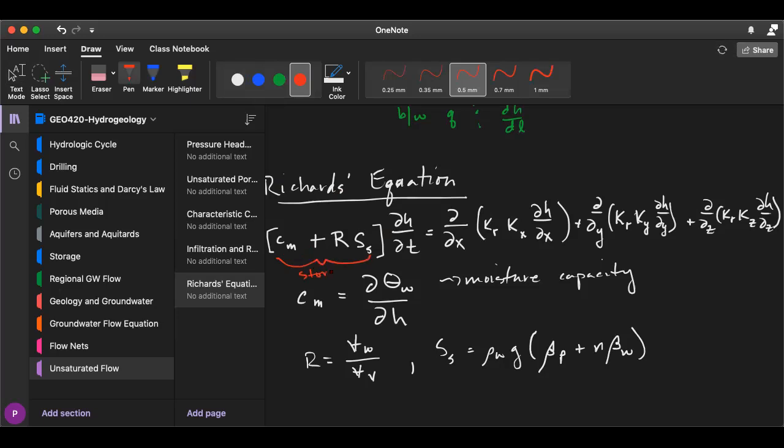So this term over here is my storage term now. And it basically describes how much water it takes to produce a unit change in head. All right, and so it's got saturation for the filling or draining of pores, and it's got this C sub M, which is essentially how this change in moisture level then affects the head.